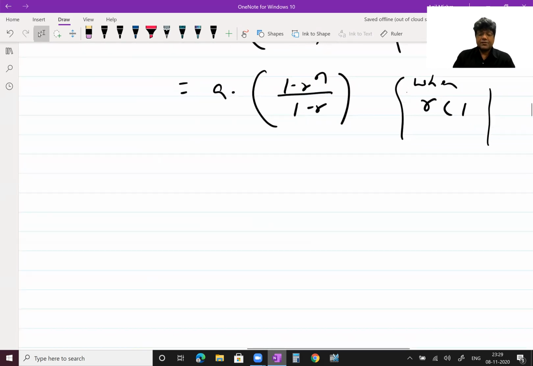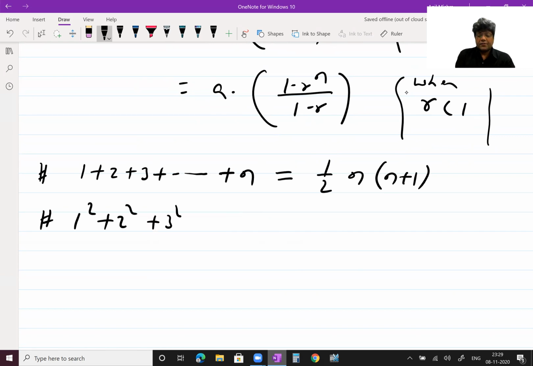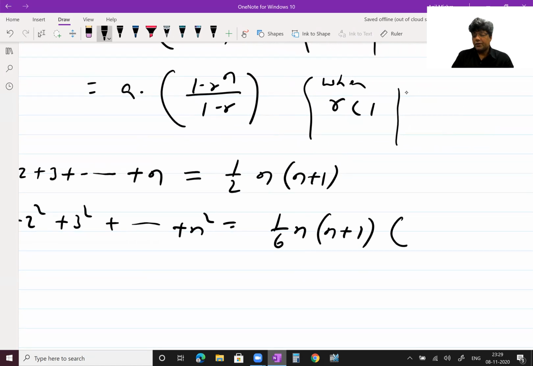Sum of first 1 plus 2 plus 3 plus ... plus n. The sum of first n natural numbers can be calculated by the formula half n into n plus 1. Sum of squares of first n natural numbers: 1 by 6 into n into n plus 1 into 2n plus 1.